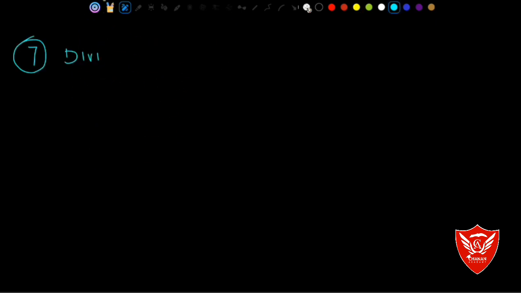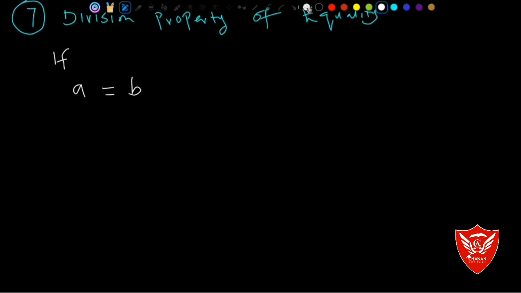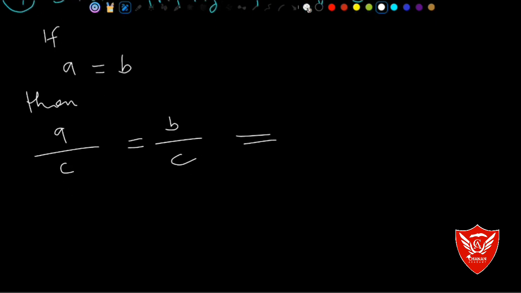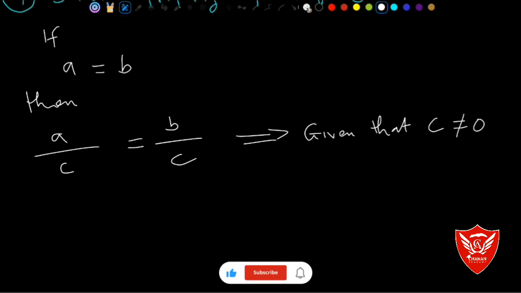Okay, let's check the next one. The division property of equality. Now the division property of equality says if A is equal to B, then A over C is equal to B over C, given that C is not equal to 0. That is because if C is 0, this will be undefined. But if C is not equal to 0, this is true.